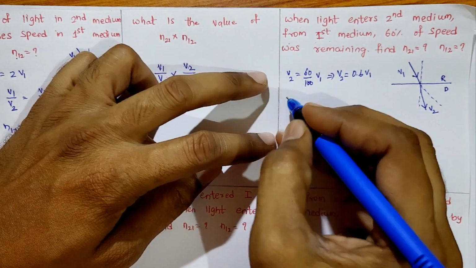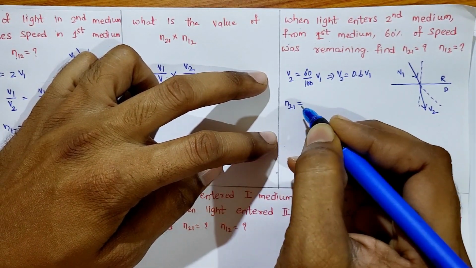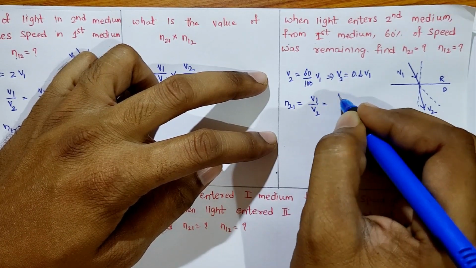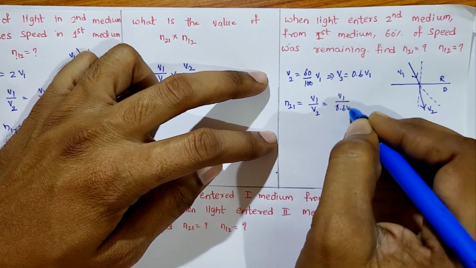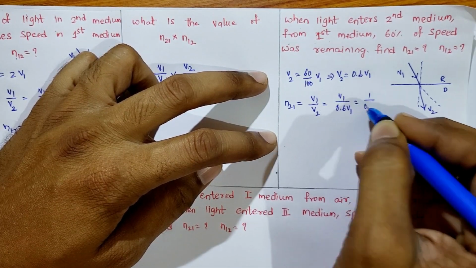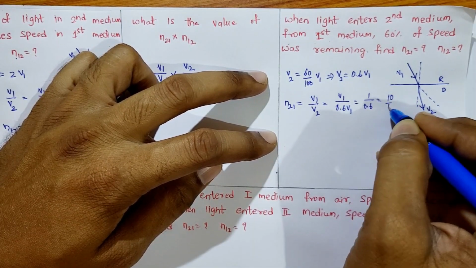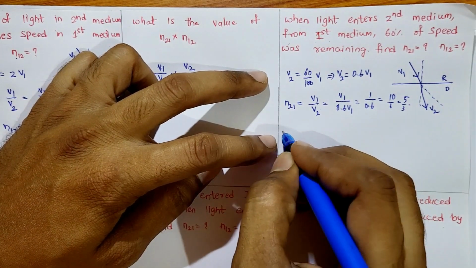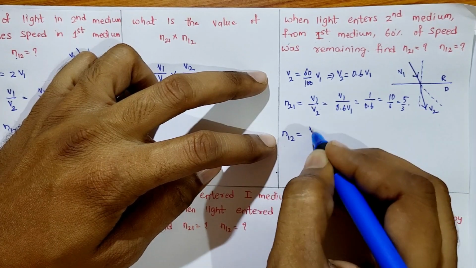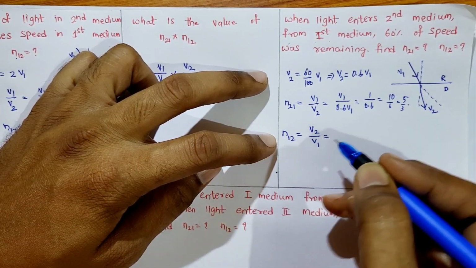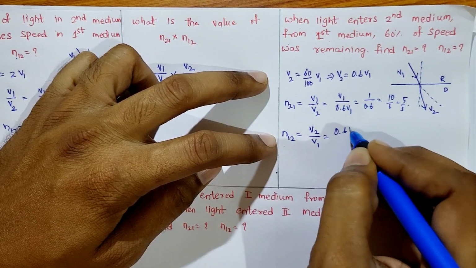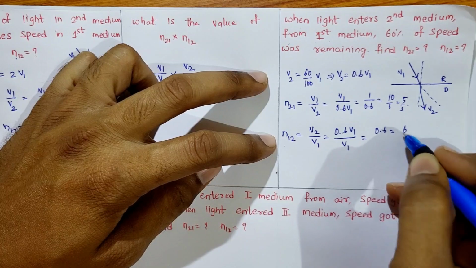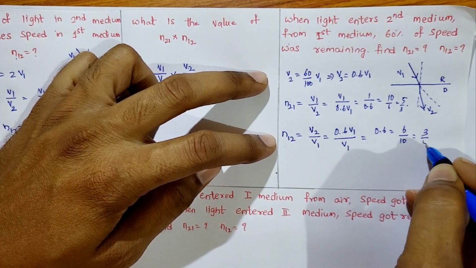Now find refractive index of second medium with respect to first medium. Second with respect to first will be V1 divided by V2. V1 you can take as V1 only. V2 is 0.6 V1. So it is going to be 1 by 0.6, 10 by 6, 5 by 3. Now, what is refractive index of first medium with respect to second medium? It will be V2 divided by V1. V2 is 0.6 V1 divided by V1. It is going to be 0.6, 6 divided by 10, 3 divided by 5.